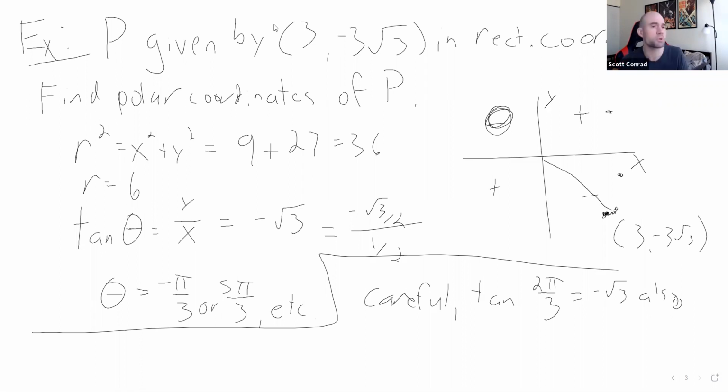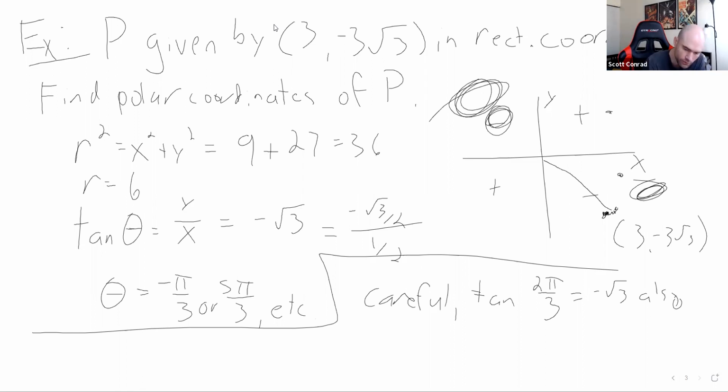So this is not something we're going to do too much, at the risk of spending too long on this. Does everyone see why it's not 2 pi over 3, even though tan of 2 pi over 3 is negative root 3 also? Because that point lies in this region up here, but we know our point lies in this region down here. So it's got to be negative pi over 3, which is the same as 5 pi over 3.